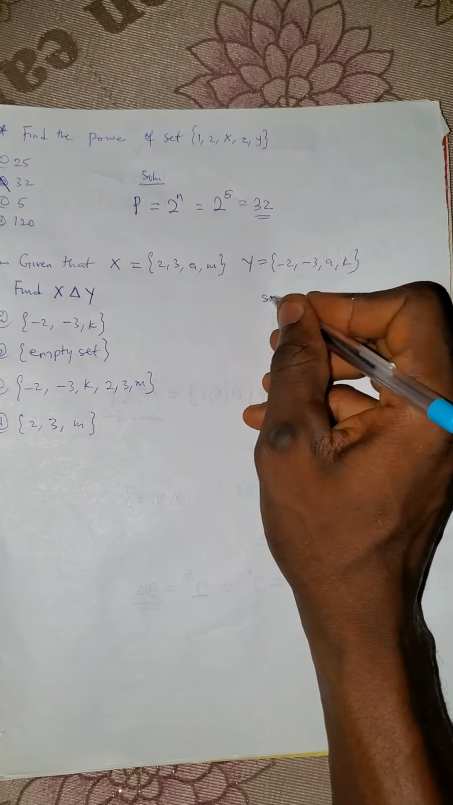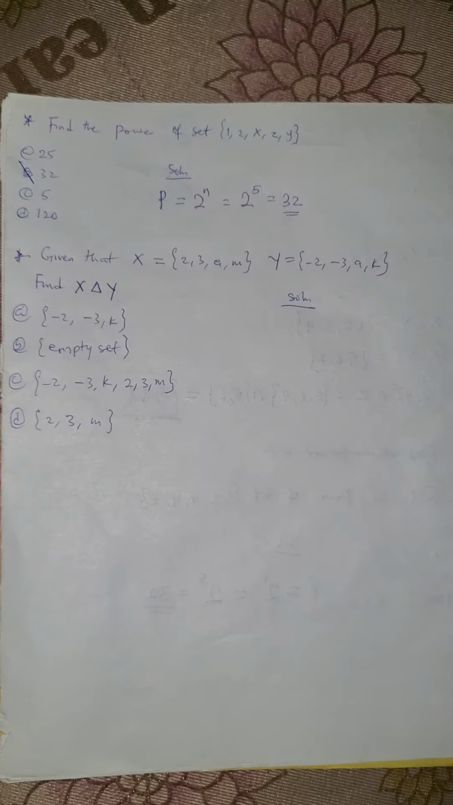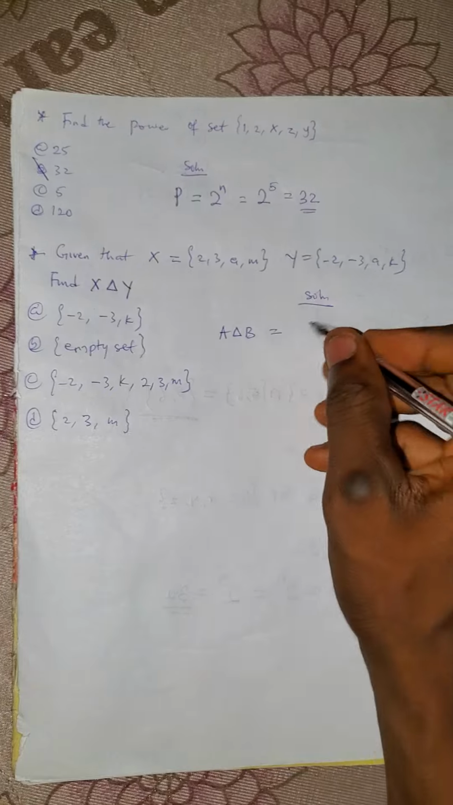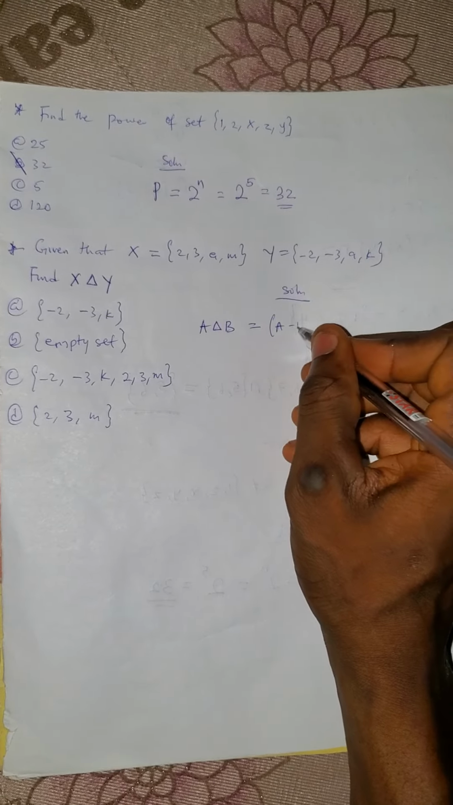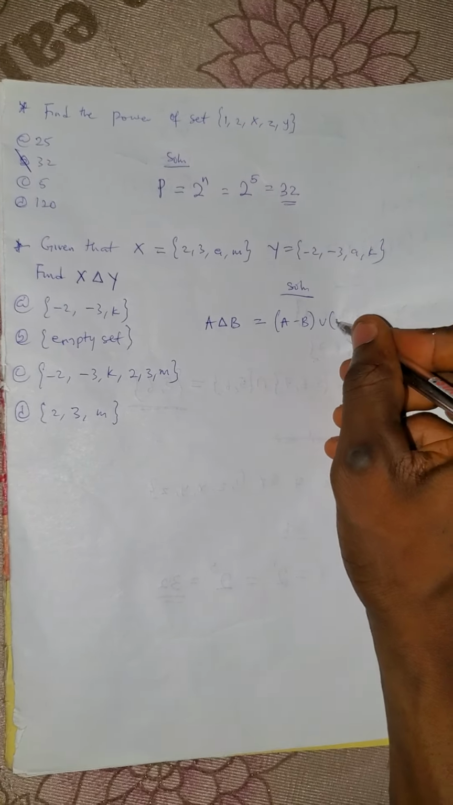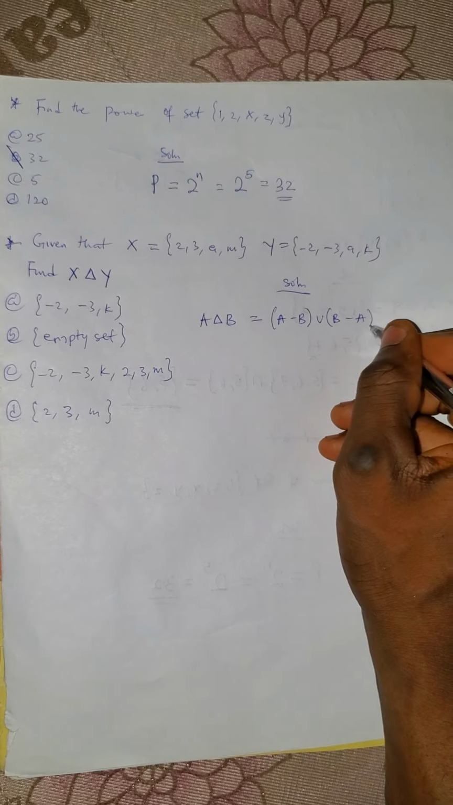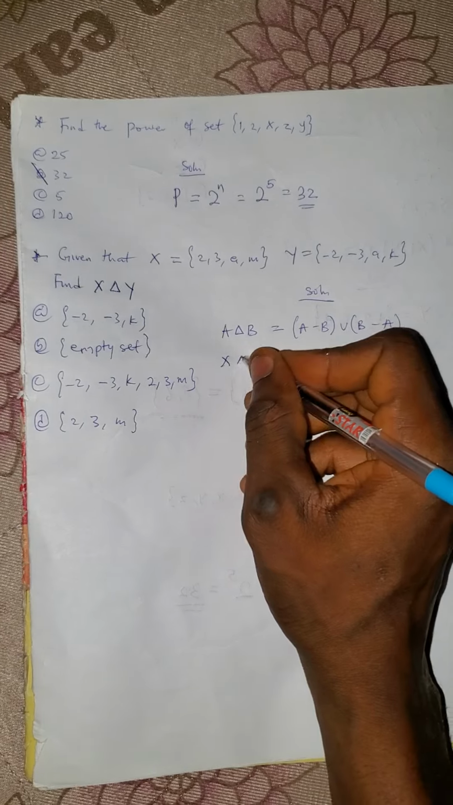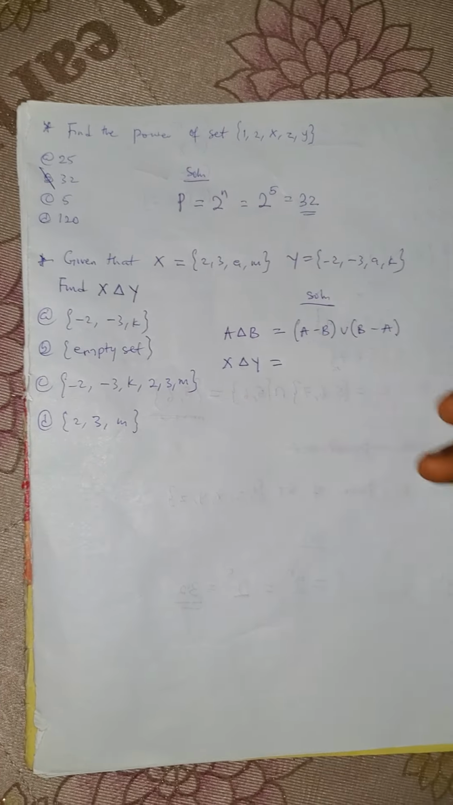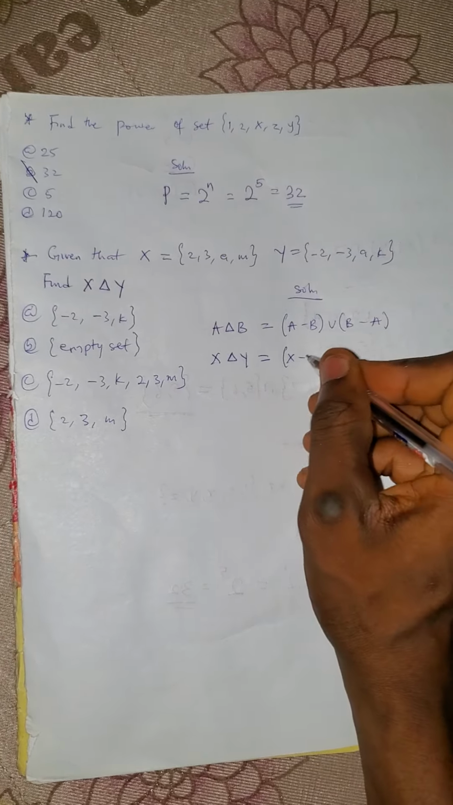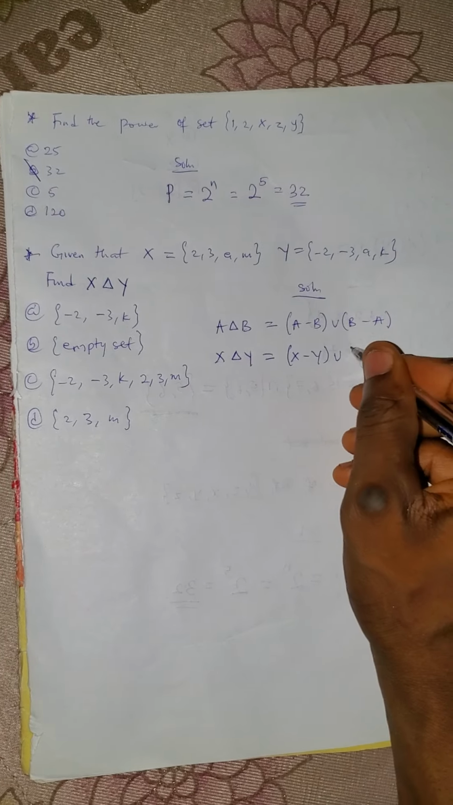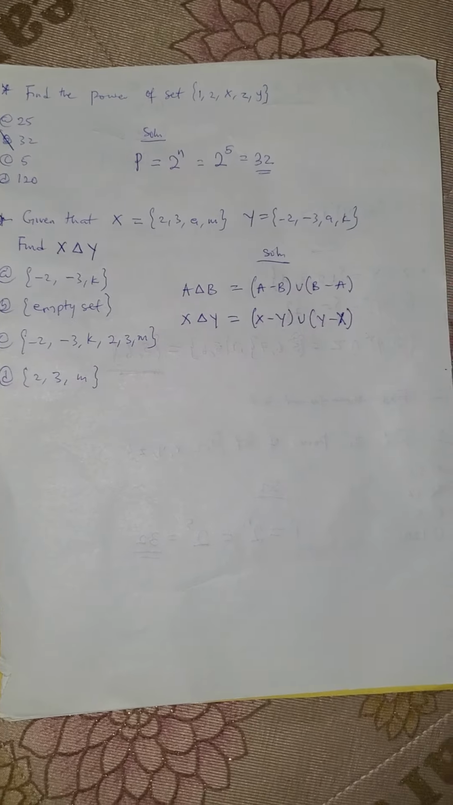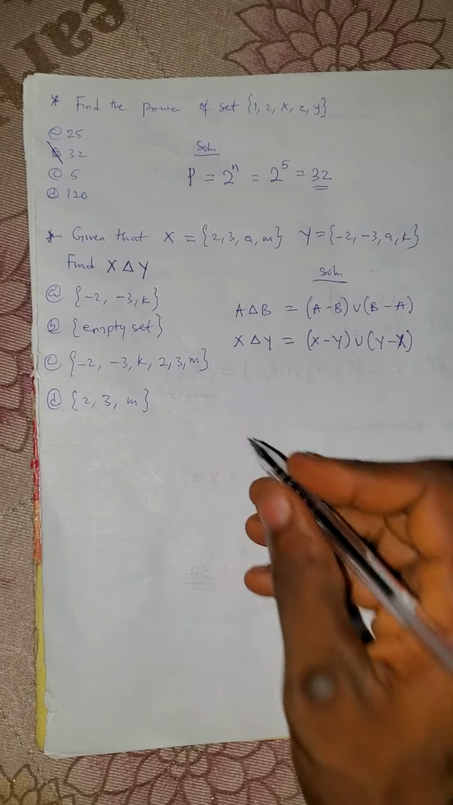The formula says, if you are asked to find the symmetric difference, let's follow this. A symmetric difference B is always A minus B union B minus A. So if it's now x symmetric difference y, the formula will be x minus y union y minus x. This is the symmetric difference of two sets.